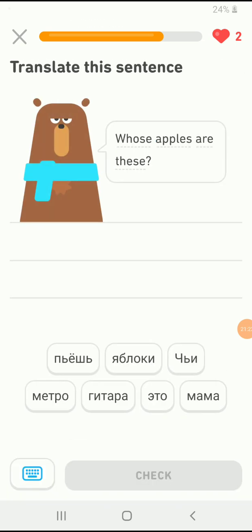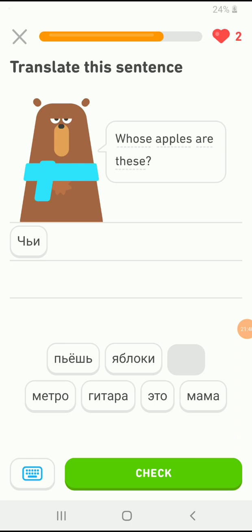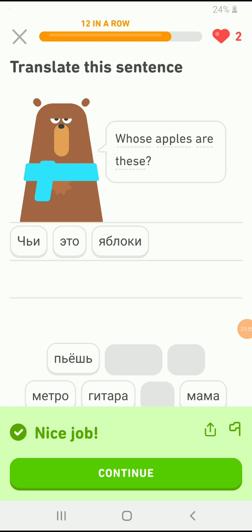Okay, and now we have apples. We had an apple, singular, now it's in plural. So whose apples are you eating? I guess it's going to be чьи. Чьи яблоки. I'm not sure. Is it чьи это яблоки or чьи яблоки это? I think чьи это яблоки. Yeah. It's just how things are in Russian.